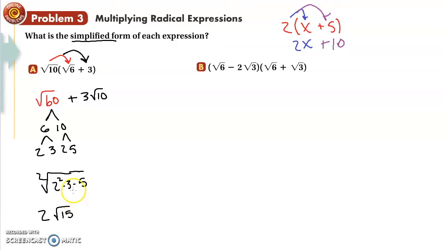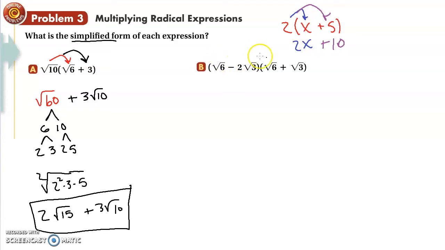So this is the same thing as 3 times 5 is 15. 2 square root 15 plus 3 square root 10. Can these be added together any more? Nope. 10 only has factors of 2 and 5, can't go any lower. And 15 only has factors of 3 and 5, can't go any lower. Therefore, this would be our answer.